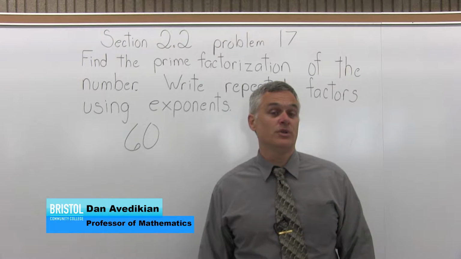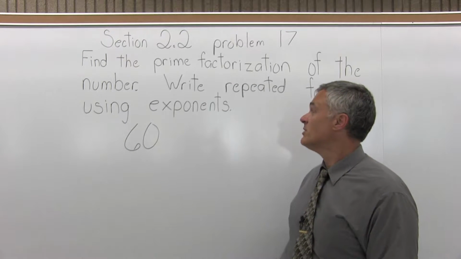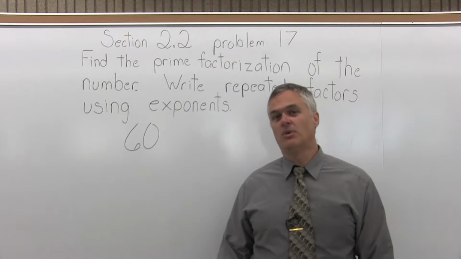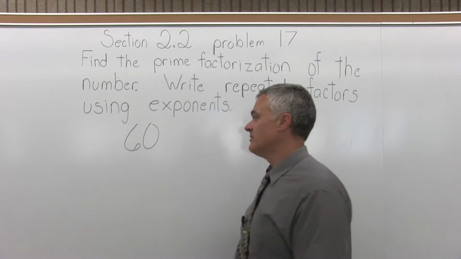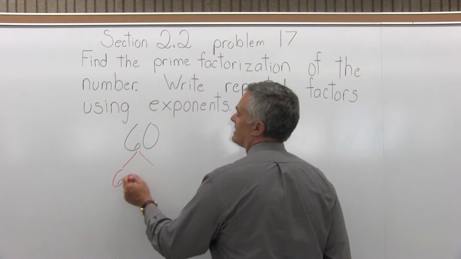This is Section 2.2, Problem 17. It says find the prime factorization of the number, write repeated factors using exponents. So what primes multiply to make 60? So let's start splitting it up. Find any two numbers that multiply to make 60.